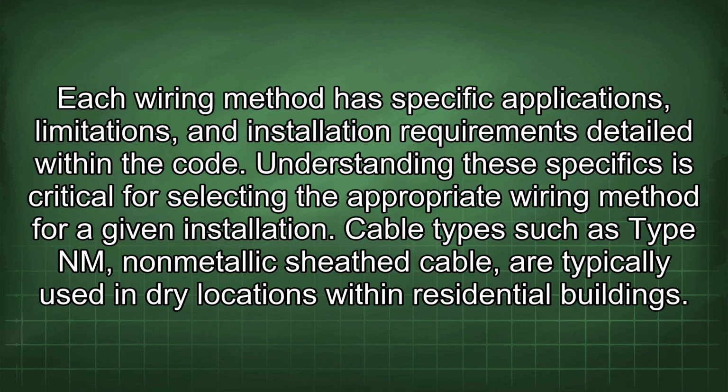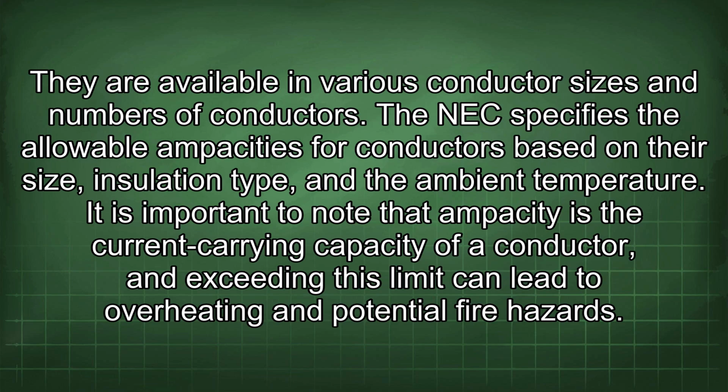Cable types such as Type NM, non-metallic sheathed cable, are typically used in dry locations within residential buildings. They are available in various conductor sizes and numbers of conductors. The NEC specifies the allowable ampacities for conductors based on their size, insulation type, and the ambient temperature. It is important to note that ampacity is the current carrying capacity of a conductor, and exceeding this limit can lead to overheating and potential fire hazards.